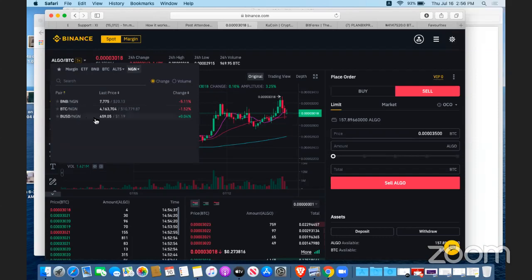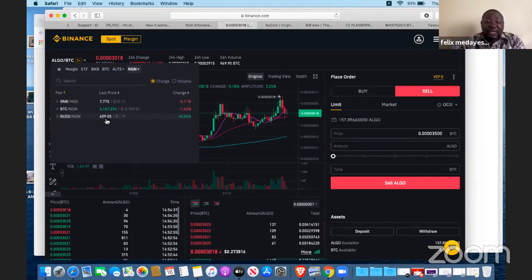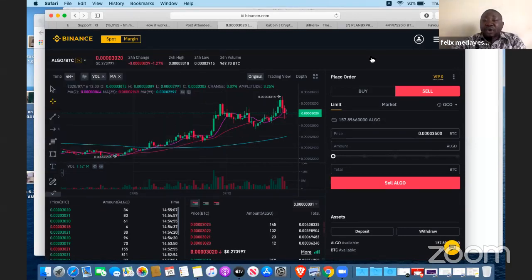Now, I can buy USDT at 448 and transfer it here and convert it to BUSD, which is the same rate as USDT. So you can now see 459. Sometimes you come here, you will see Bitcoin at 4.2 million naira, and you come to Quidax, it will be 4,057,000 naira, about 60-something thousand naira difference.